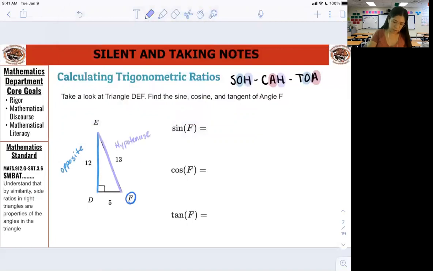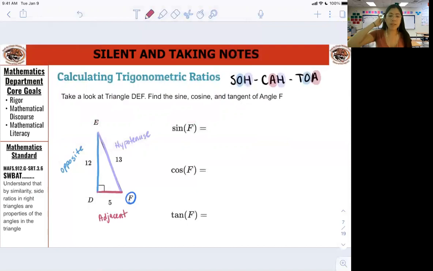And then finally, we have the adjacent side. And remember, adjacent means next to. So notice how that DF is right next to angle F. So that's why that one's the adjacent side.